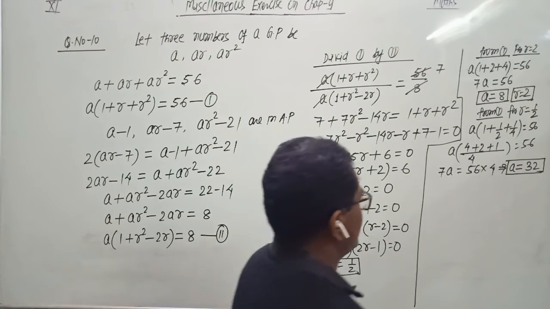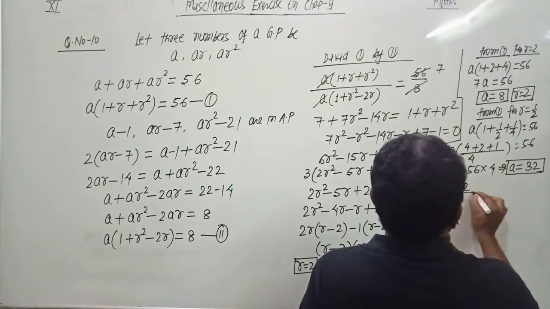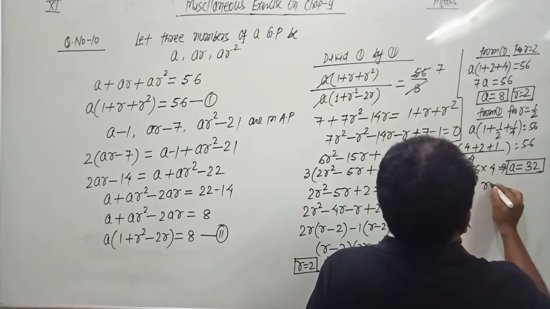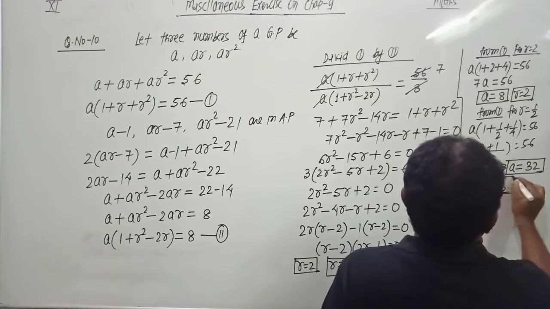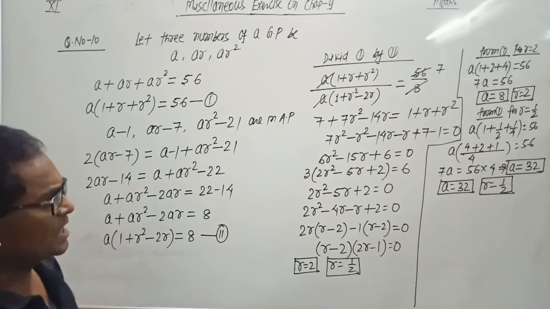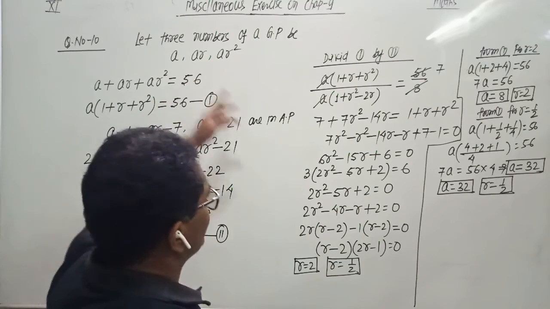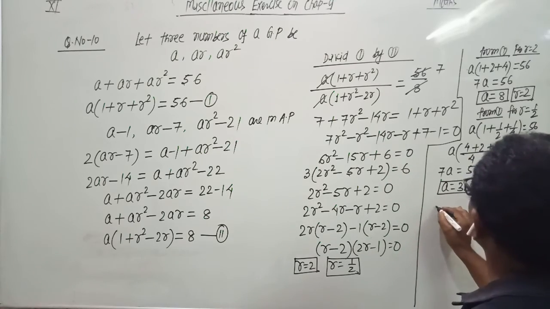So when a equals 32, the value of r is 1 by 2. Now we have to find the three numbers a, ar and ar square.